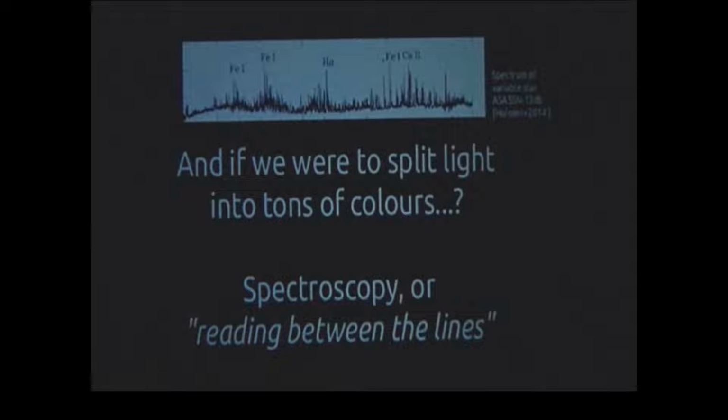And you can see there are a lot of lines, which means that all these lines are telling us a lot of information about many things, including what the star is made of, and how it is moving, and what is happening on top of it.